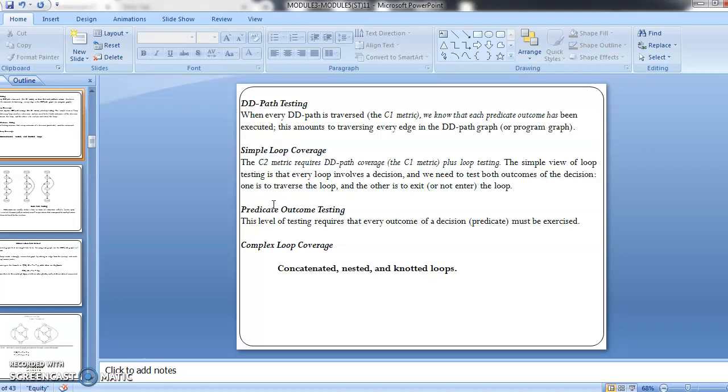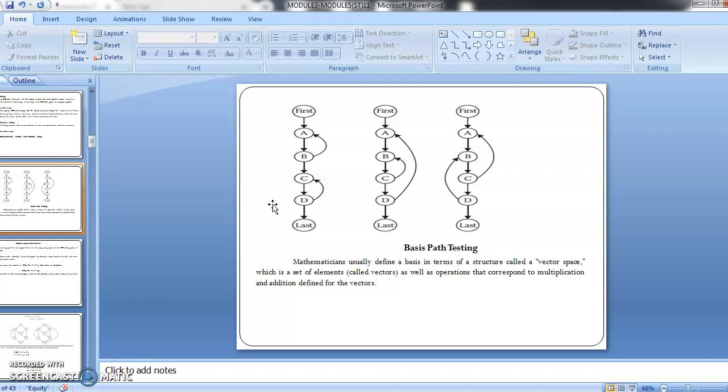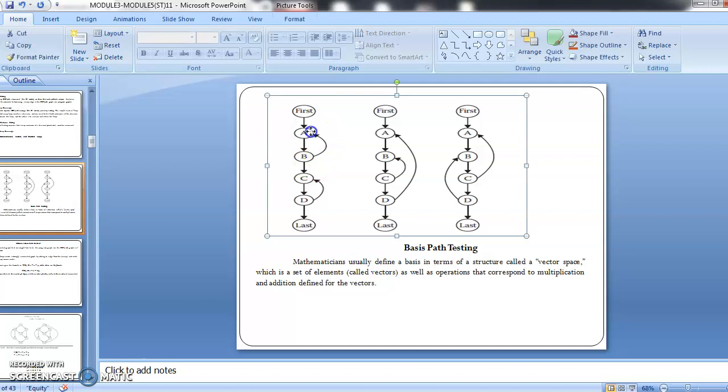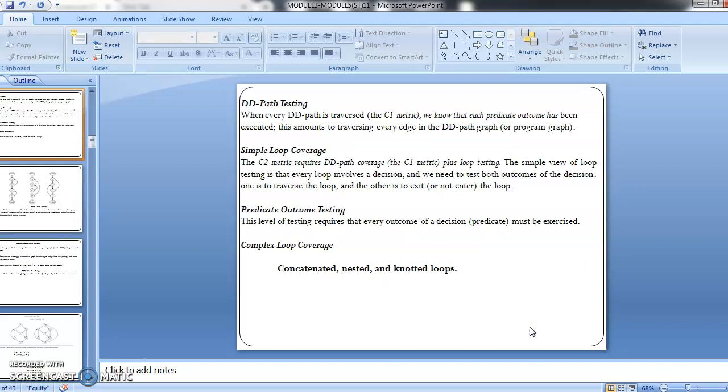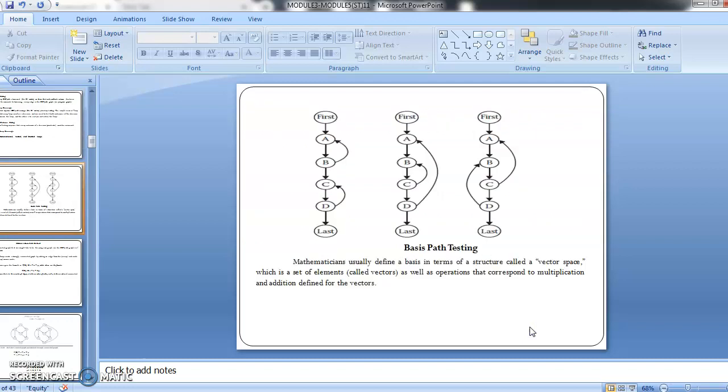Next, complex loop coverage. In complex loop coverage, we have concatenated, nested, and knotted loops. Concatenated means loops connecting each other. The first one shows a concatenated loop, that is, the first loop continued with one more loop. So two loops are connected here. In the second one, a loop consists of one more loop. So this is called a nested one, one loop nesting another one.